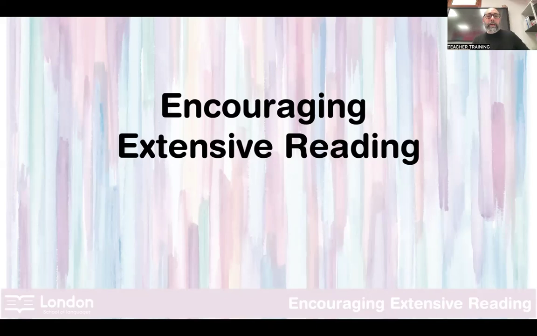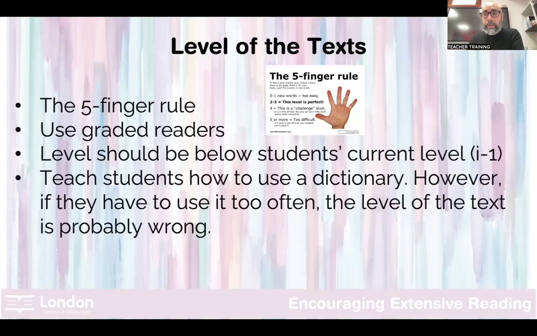So, how can we encourage extensive reading? There are many things we can do, and what I will do here is look at certain aspects of extensive reading we can take into account when we are implementing a program like this. The first one, and you see that I'm emphasizing this quite a lot, is the level of the texts. Use the five-finger rule.